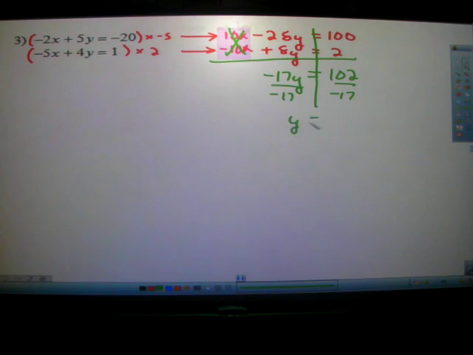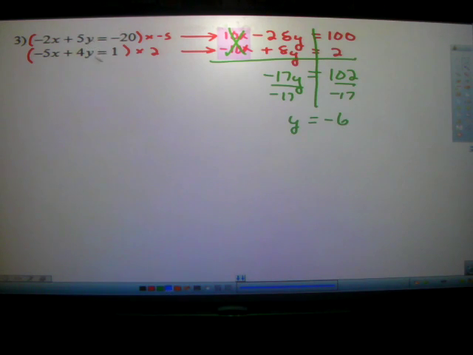And I'm going to check this out. It kind of looks a little weird because I'm not sure if that divides evenly. I might have to go back and check. So I got 102 divided by -17. And it does work out. I get -6. Okay, so there's one of my answers.